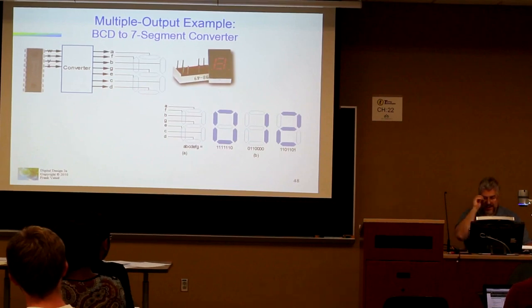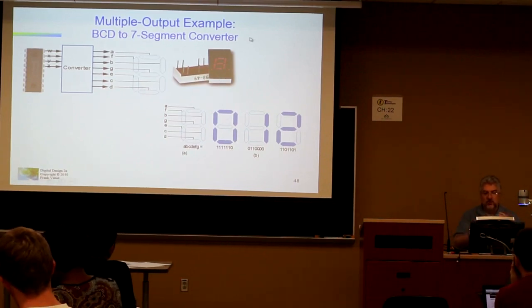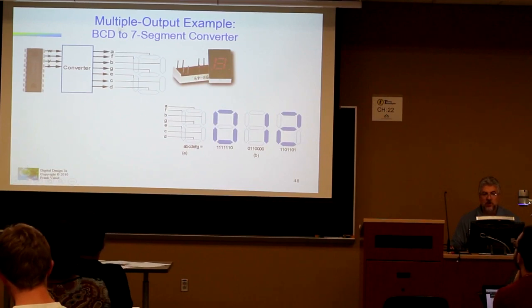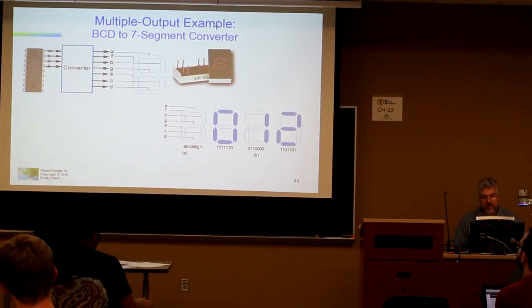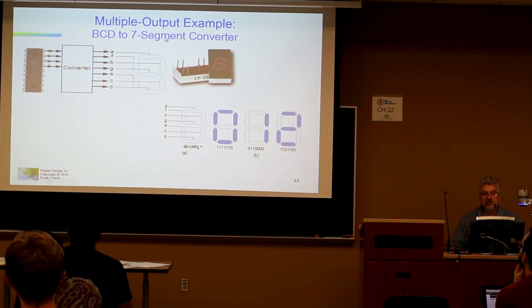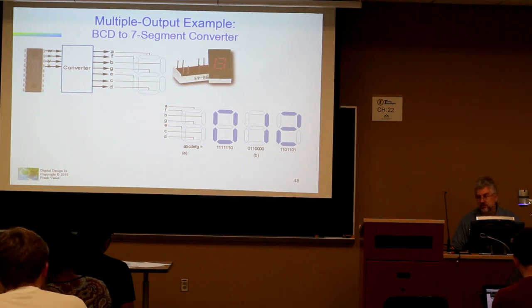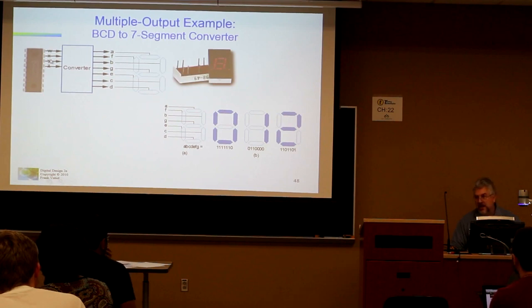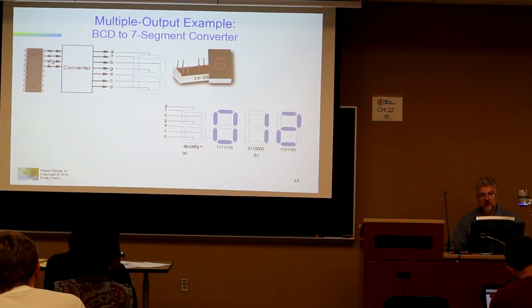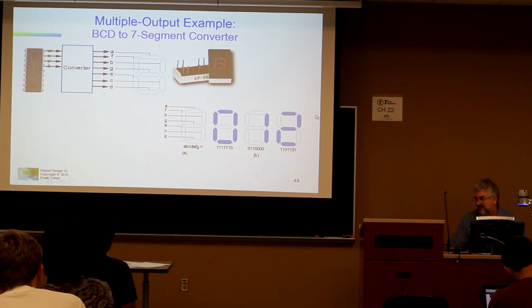Welcome back. Right now we're going to switch gears a little bit and take a look at this multiple output example. This is a BCD to 7 segment converter. This is something you should pay attention to, because lab number 2 is going to be a hexadecimal to 7 segment converter. On your board, you're going to have 4 of these side by side. This is for lab number 2.